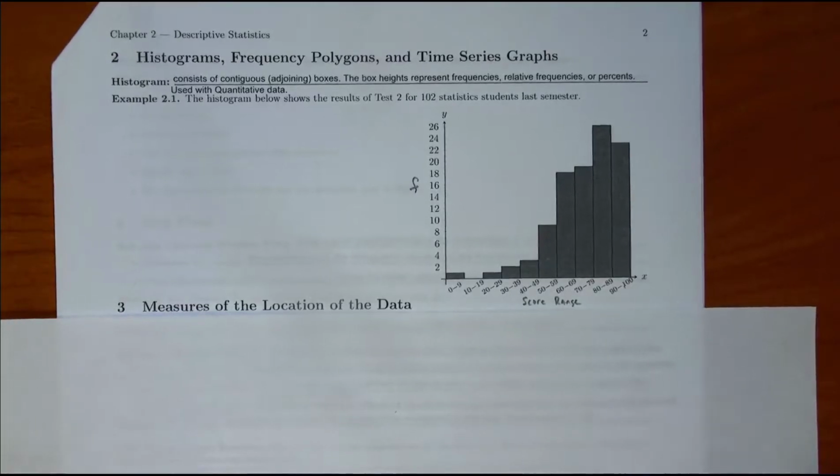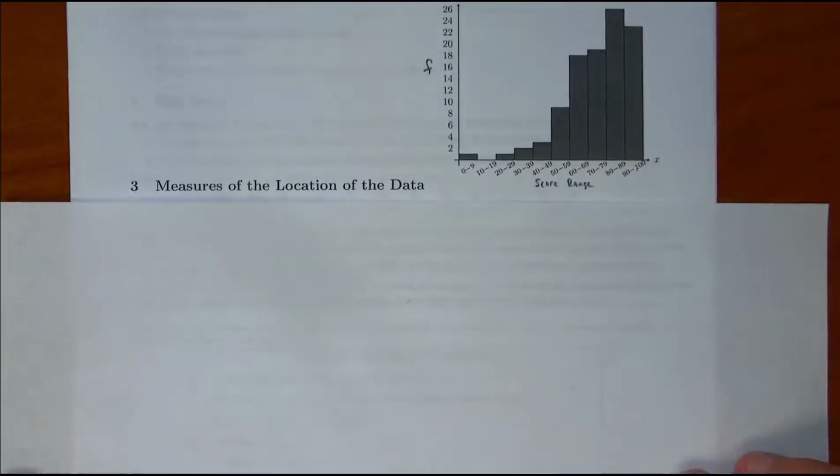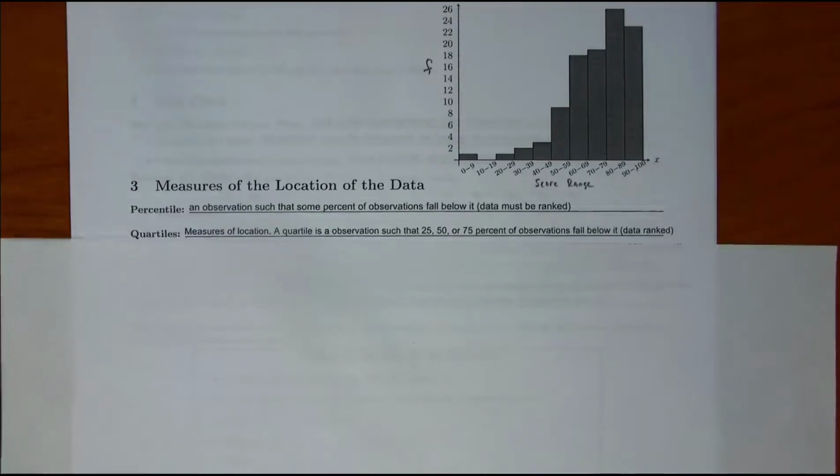Okay. Now, what about measures of location? Measures of location are calculations that tell you things like where's the middle of the data, where's the bottom 25% of the data, where's the upper 25% of the data, where's the upper 10% of the data. There are going to be a lot of words here that you recognize, but we'll need to make sure we're on the same page about what they mean.